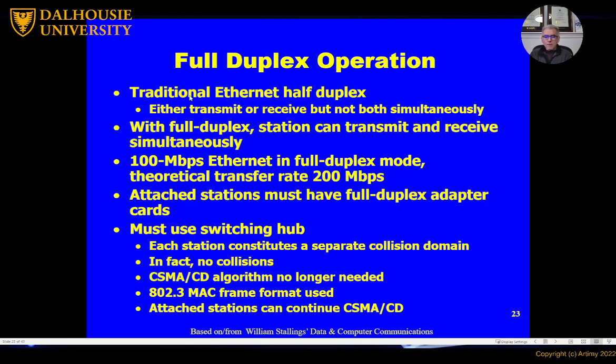So here it says you must use switching hub. It's actually must use a switch, right? So I think this is what the book means. A switching hub is a switch, because a hub is a hub, so it means a switch here. No collisions, as I said. The carrier sense multiple access with collision detection algorithm is no longer needed. Why? Because there is no need for shared medium anymore, right?